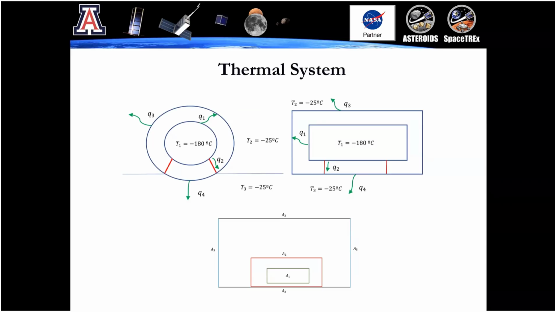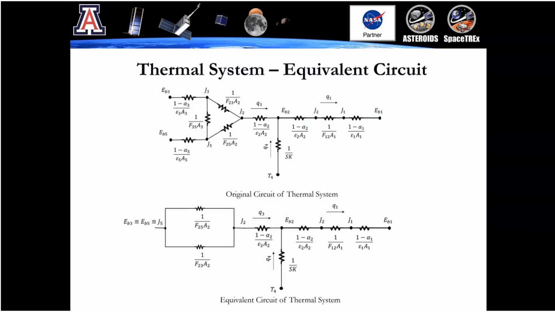And so our thermal system is modeled as follows. This is a cross-section of the cryo module, as you see here. In one of these considerations, we believe the temperature inside is going to be minus 180 degrees centigrade, and the outside temperature is going to be minus 25. We model this with a series of chambers, one inside another, and we come up with these equivalent circuits of the thermal system. This is the original circuit, and this is the simplified circuit below.